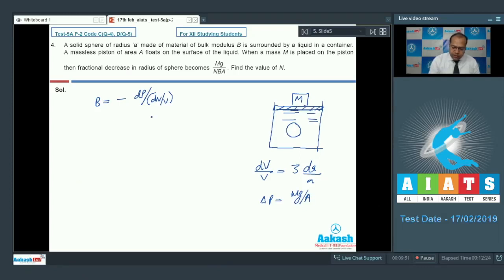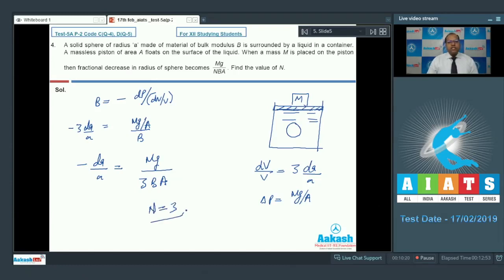So I can write this is equal to mg by A divided by B is equal to minus 3 times dA by A. So from here, minus dA by A comes out to be mg by 3BA. So on comparison, the value of n comes out to be 3. So the correct answer for question number 4 is 3. Let's move to question number 5.